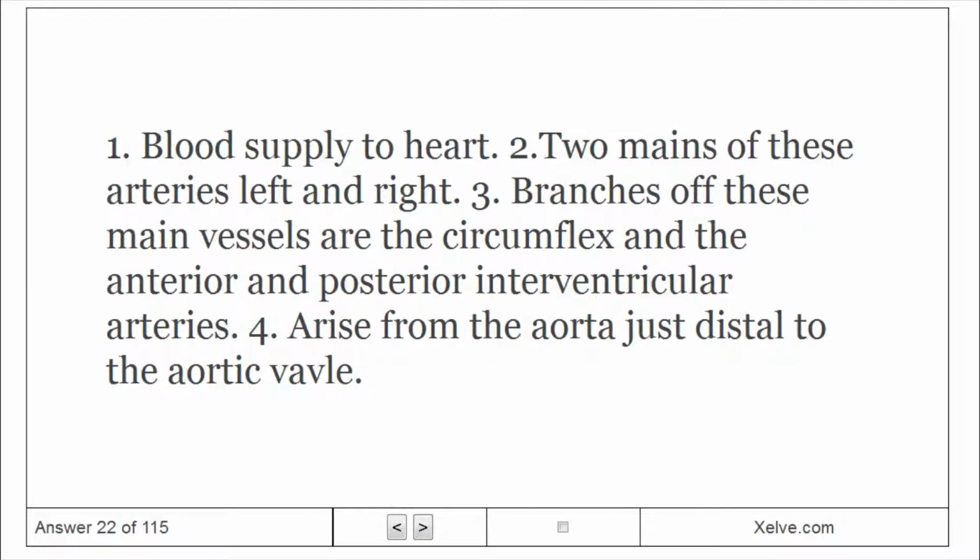Coronary arteries. 1. Blood supply to the heart. 2. Two main arteries, left and right. 3. Branches off these main vessels are the circumflex and the anterior and posterior interventricular arteries. 4. Arise from the aorta just distal to the aortic valve.